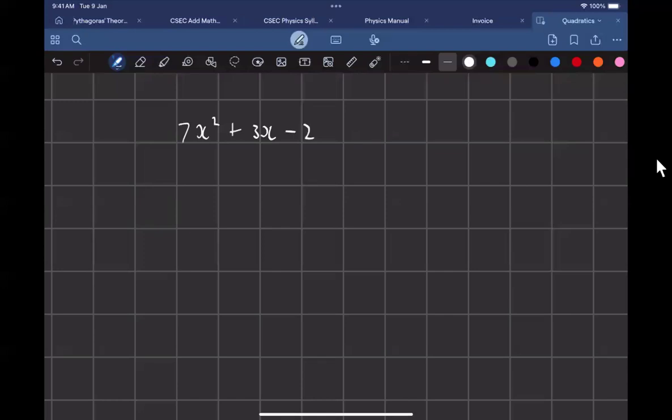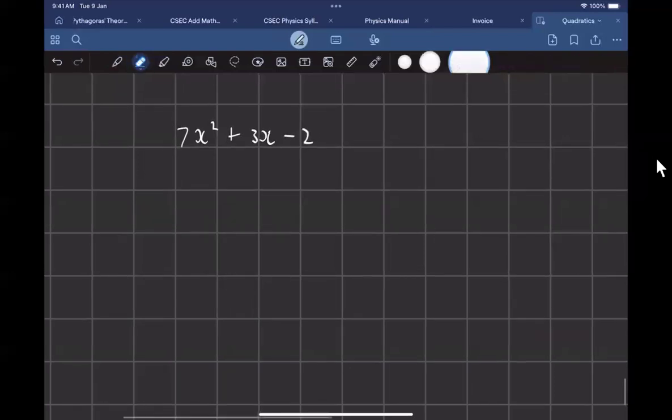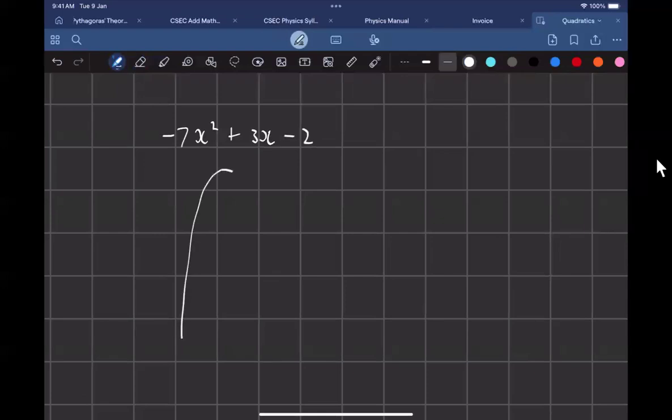Rihanna, do you know how to tell if it's a maximum or minimum? To tell, you look at the coefficient of x squared. You see how it's positive? If it's positive, it's smiling, and if it's smiling, that means it's going down. If it's going down, that's a minimum, right? So this is a minimum. And if it was minus 7x squared, it'll look like this because it's sad, negative sad, maximum. Cool.